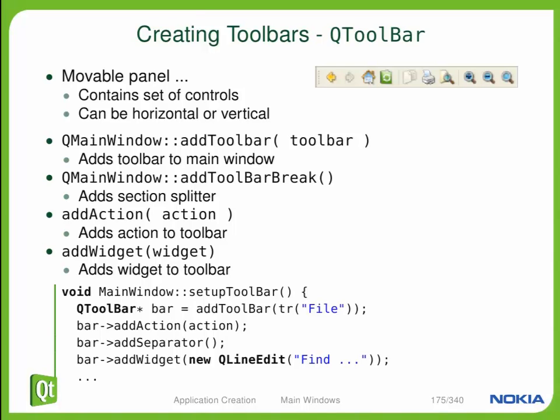So here in the code you can see that we call addToolBar, which is a function of the QMainWindow, and we add a file toolbar. We add an action, we add a separator, and then we actually add a widget. Here, a line edit that has the text "find" inside of it. So we have some buttons and then an area where the user might be able to search the document. These are all features of QToolBar.